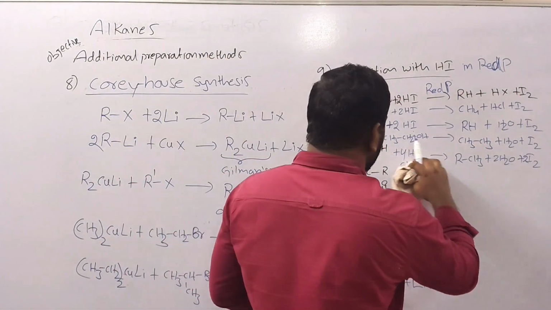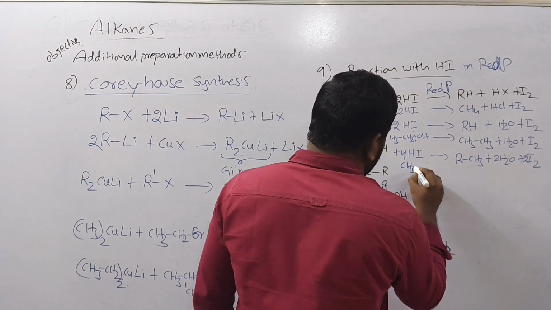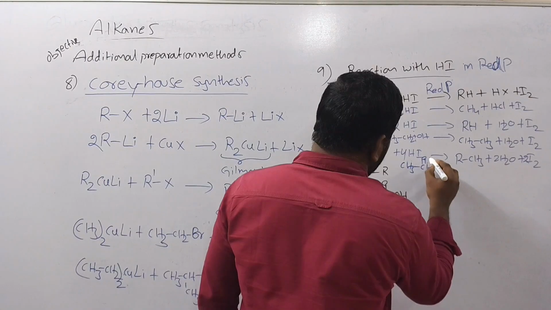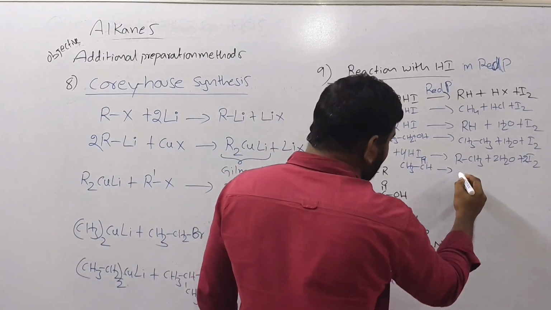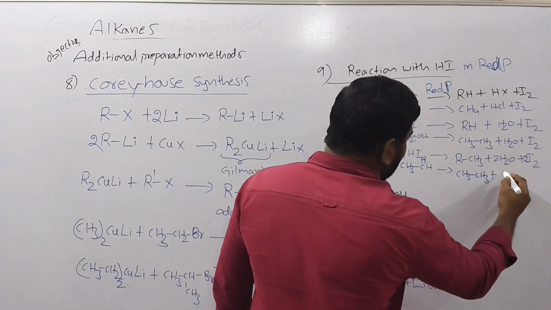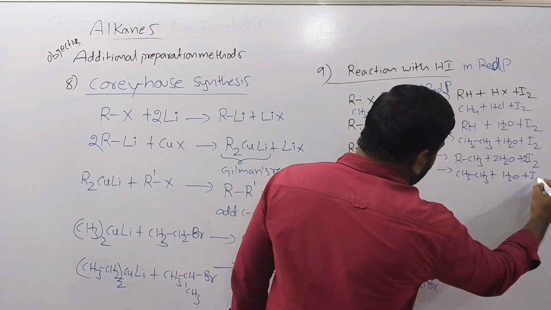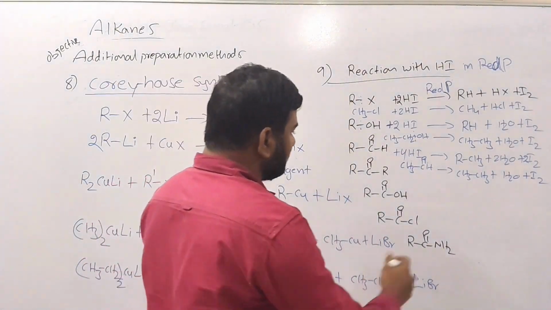Here is one example I'll use: CH3CHO, an aldehyde. What is the product? This CHO is converting into CH3, so we get CH3 plus H2O later, and I2. Here I am not balancing the remaining; you can balance it.